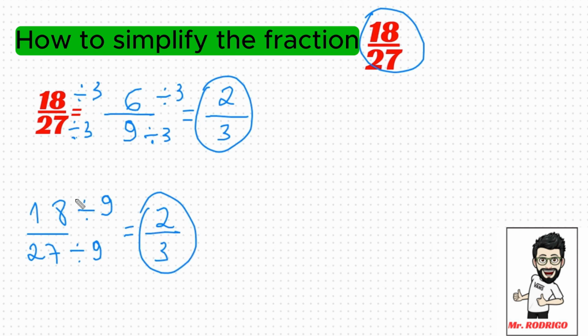So if you prefer, you can do it directly here by dividing by 9 right away. Now, if you have trouble noticing that 18 and 27 are divisible by 9, just divide step by step. First, divide by 3, and then divide by 3 again. You'll get the same result.